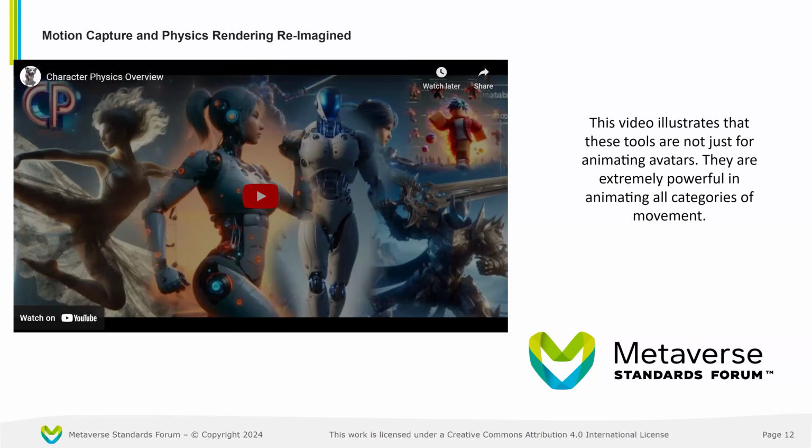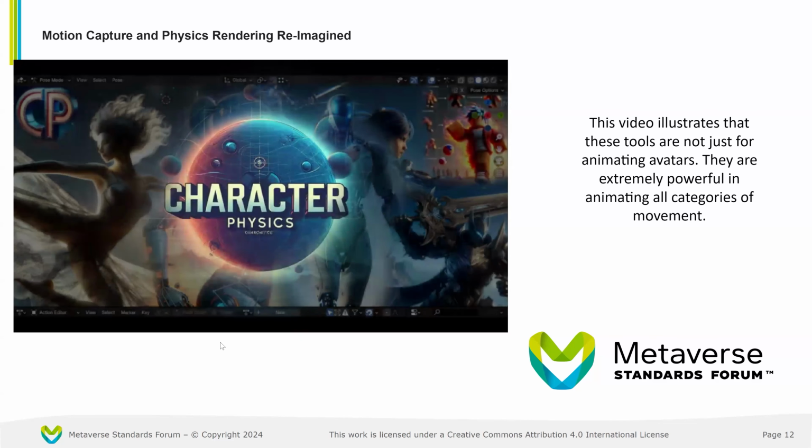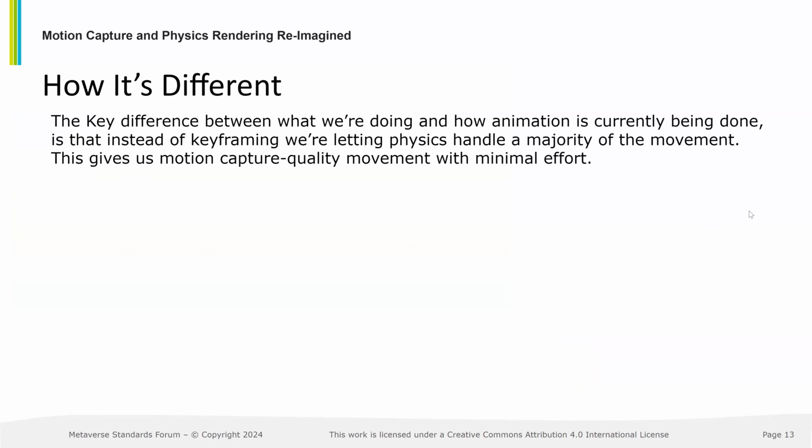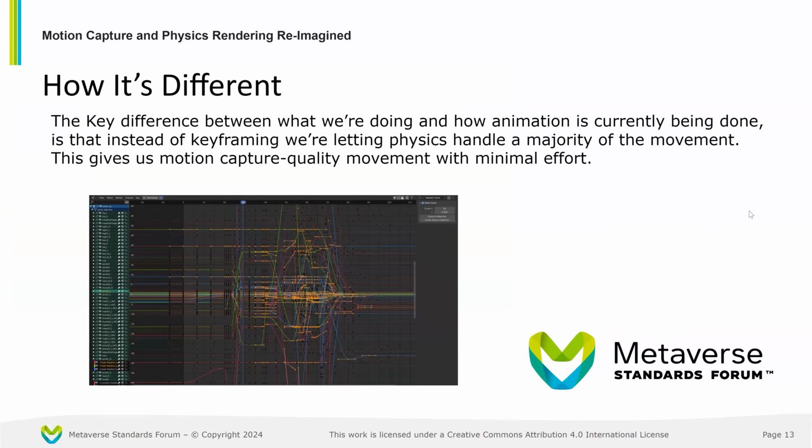Alrighty. Moving on. There we go. All right. This summarizes what was just mentioned. The key difference between what we're doing and how animation is currently being done is that instead of keyframing, we're letting physics handle a majority of the movement, which gives us motion capture quality movement with minimal effort.